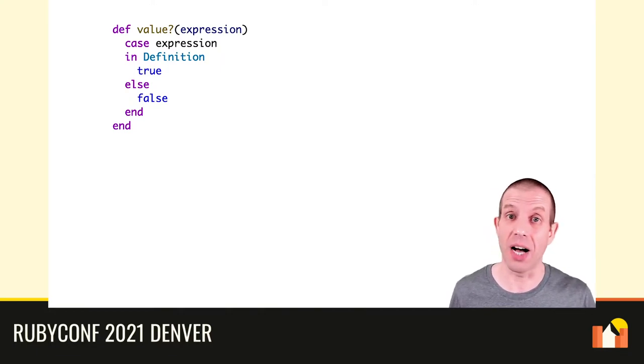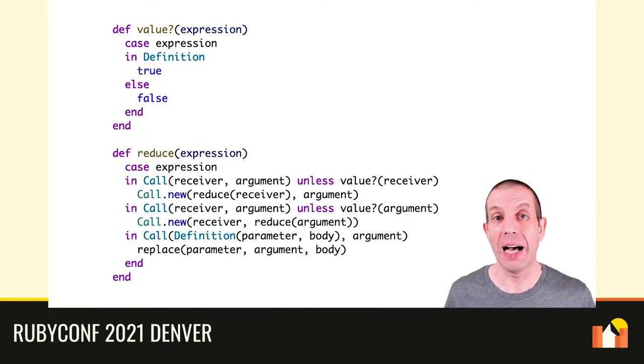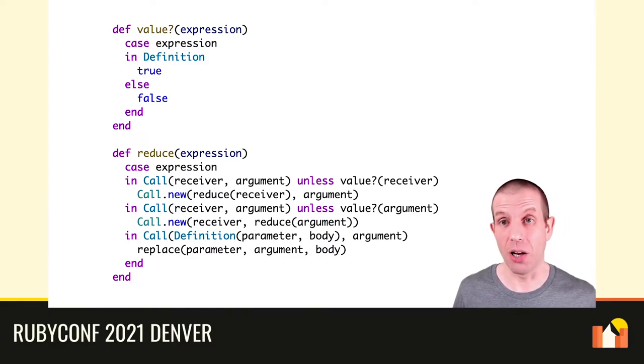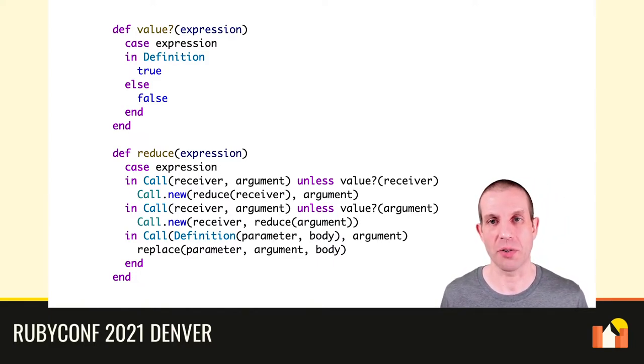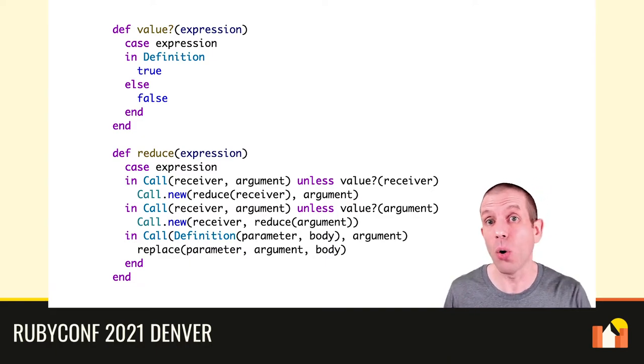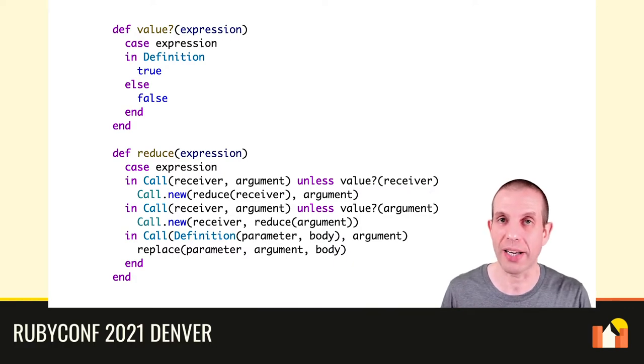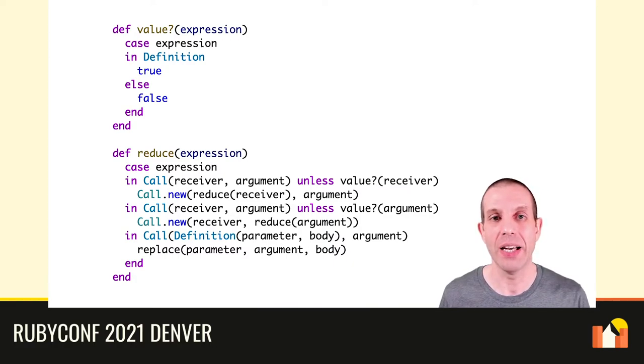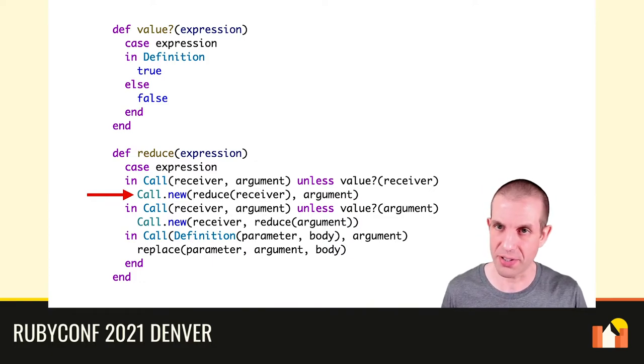Calls and variables aren't values. And then we can finally implement that Alonzo Church reduction operation on expressions. Now, because Ruby uses a left-to-right call-by-value evaluation strategy, we have to do a bit of work to find the next part of the expression to reduce in the same order that Ruby would, so that we're correctly reproducing its behavior. In the general case, we reduce the left-hand side of the call, which is the receiver.